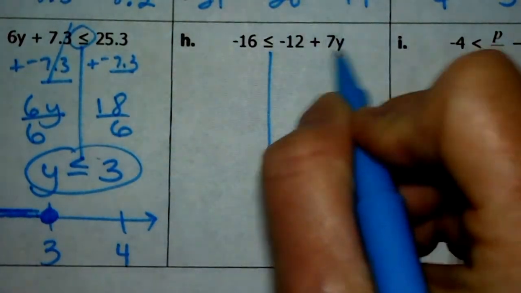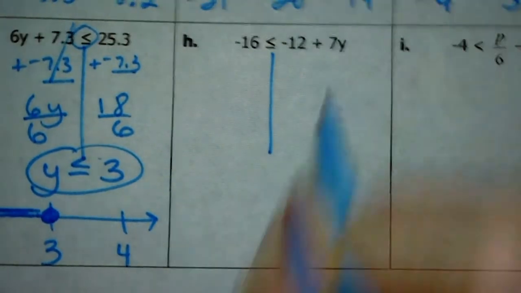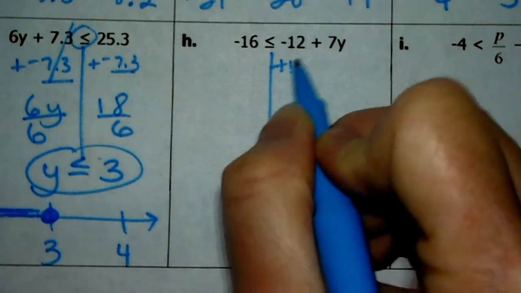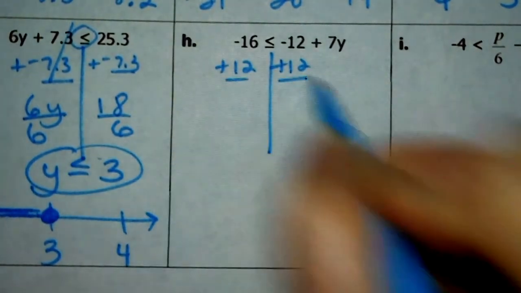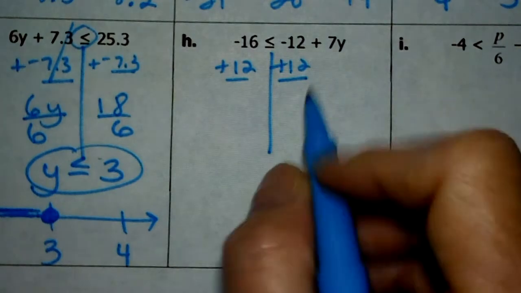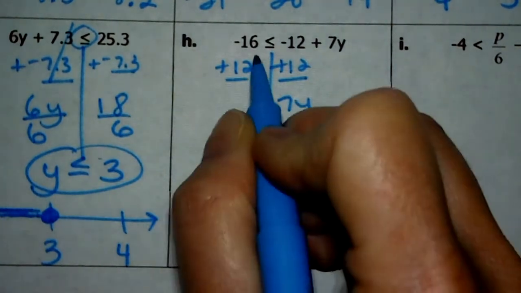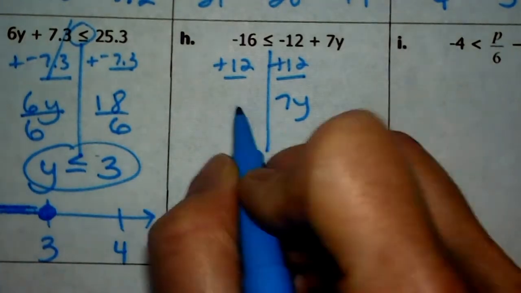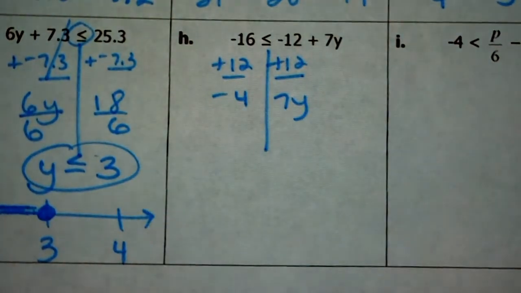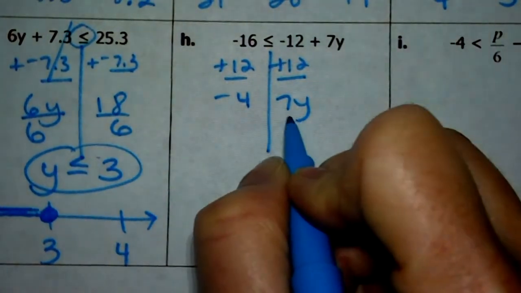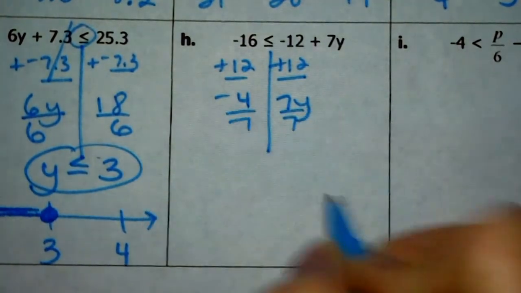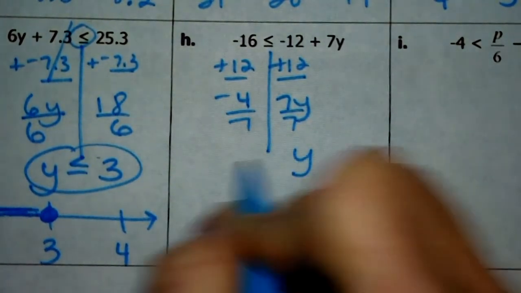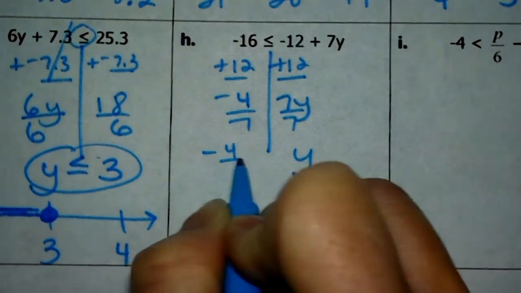So I want 7y by itself first. That means I need to get rid of this negative 12 that's being added. So I'm going to add a positive 12. I am left here with 7y. And on this side, negative 16 plus 12. That gives me negative 4. All right. I need to divide by 7. And y is left on this side, and I'm just going to leave this as -4/7.